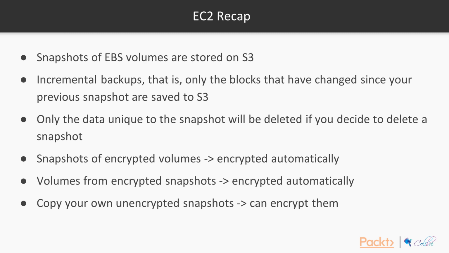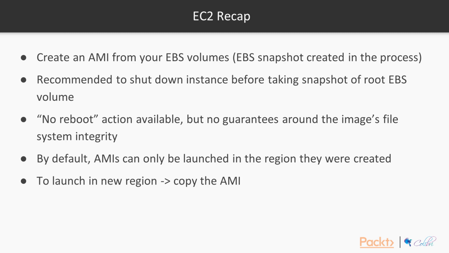If you decide to delete a snapshot, only the data that is unique to that particular snapshot will be deleted. Snapshots of encrypted volumes are encrypted automatically, and volumes from encrypted snapshots are encrypted automatically. If you decide to copy your own unencrypted snapshot, you have the option to encrypt your snapshot. Then we can create an AMI from our EBS volumes. We've seen that in our lab. But first, an EBS snapshot would be created in the process.